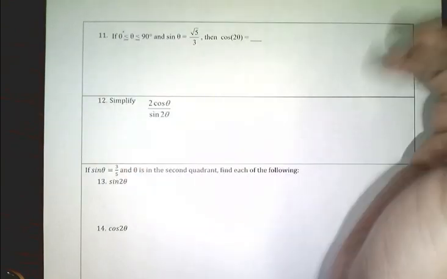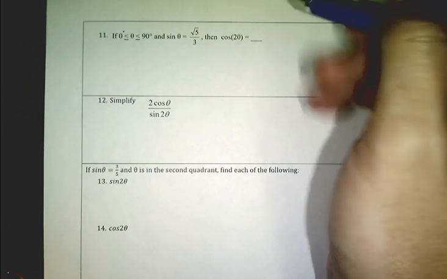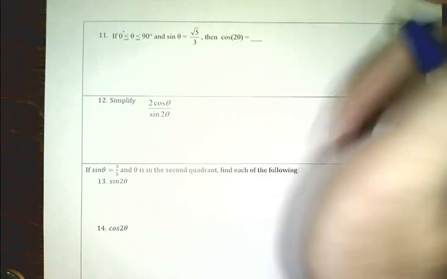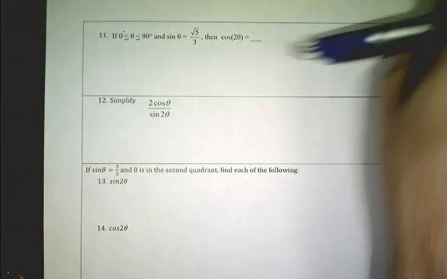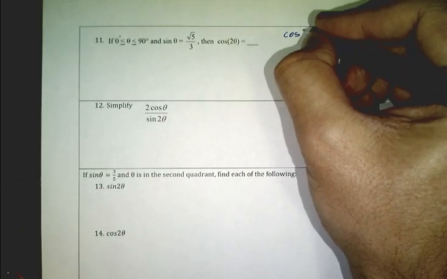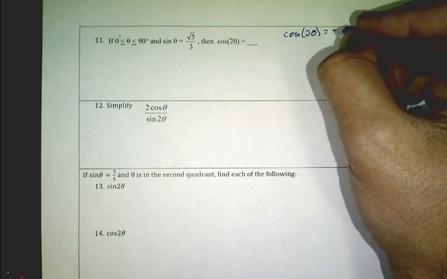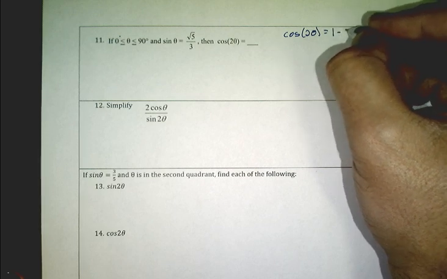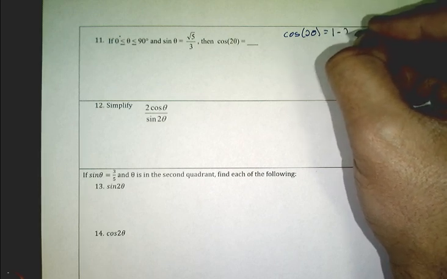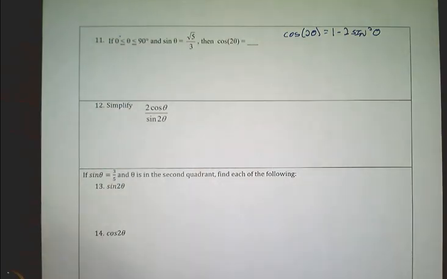Hooray! If theta is between 0 and 90 degrees, and sine of theta is root 5 over 3, then what is cosine of 2 theta? We have a bunch of double angles for cosine. Since we're given sine, let's use the one that just uses sine. Cosine of 2 theta can be equal to, oh, gotta memorize these because I didn't bring my list home. It should be 1 minus 2 sine squared theta, I'm fairly sure. Yeah.